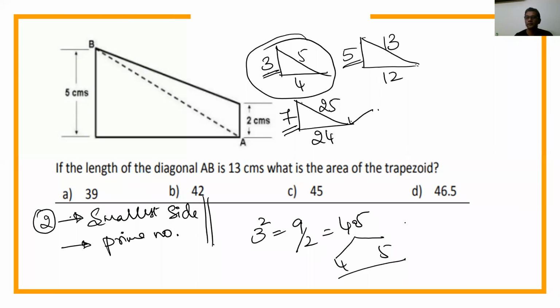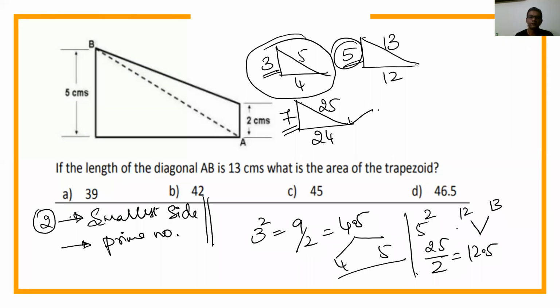I repeat. Take the smallest side. Let's say the smallest side is 5. What is 5 square? 25. Divide 25 by 2. What do you get? 12.5. So the two sides of the triangle are 12 and 13. I'll take the last one. Let's say 7. What is 7 square? 49. Divide 49 by 2. 24.5. So the last two sides of the triangle are 24 and 25.